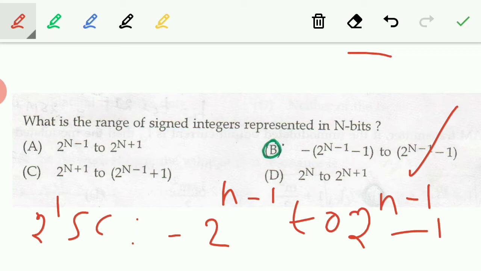For a signed magnitude number, it is minus of 2 power n minus 1 minus 1 to 2 power n minus 1 minus 1. Whereas for 2's complement, it is minus 2 power n minus 1 to 2 power n minus 1 minus 1. Right? So here option B is the correct answer.